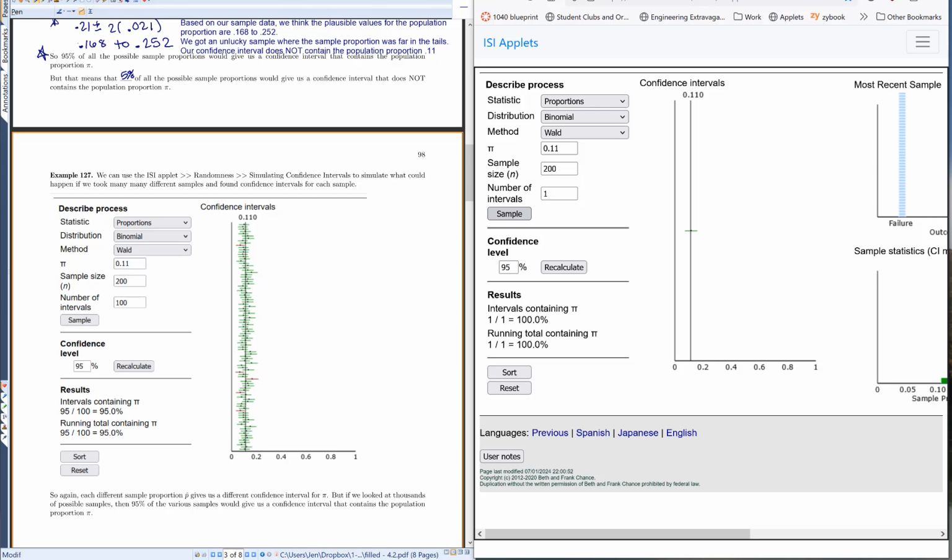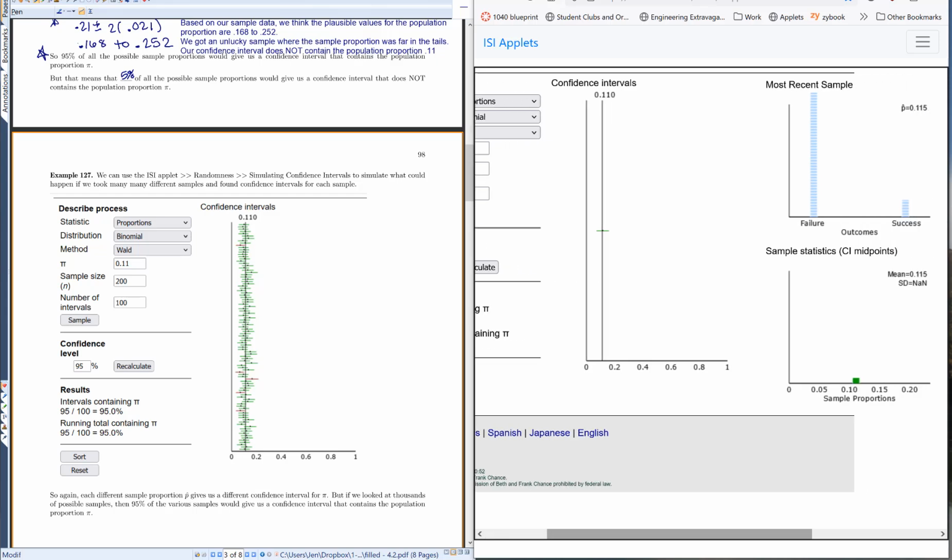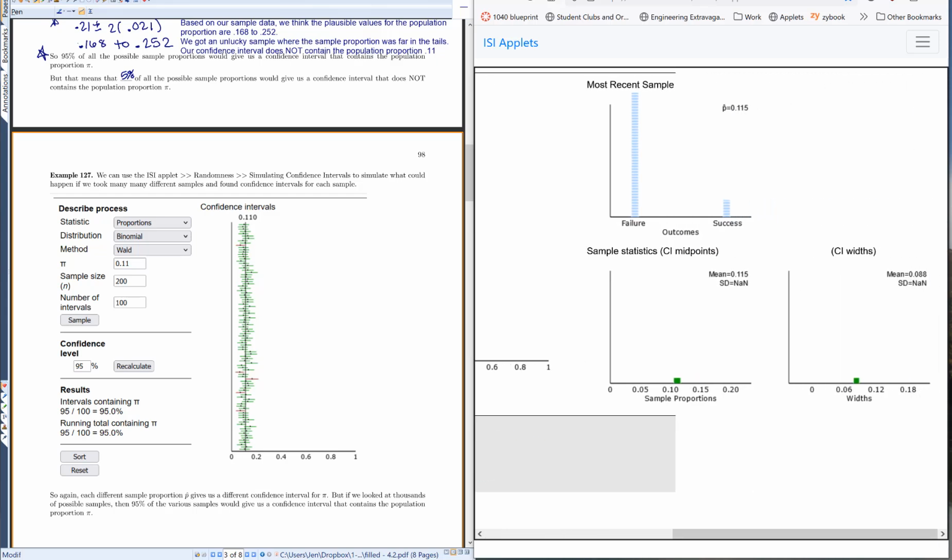So I sample. Let's scroll over to the right first. In this sample, you can see each individual value, each of these is like the individual values we got, whether it's a failure or a success. You can see my sample proportion is 0.115. Here it shows this is my one sample proportion, and this is the width of my confidence interval.